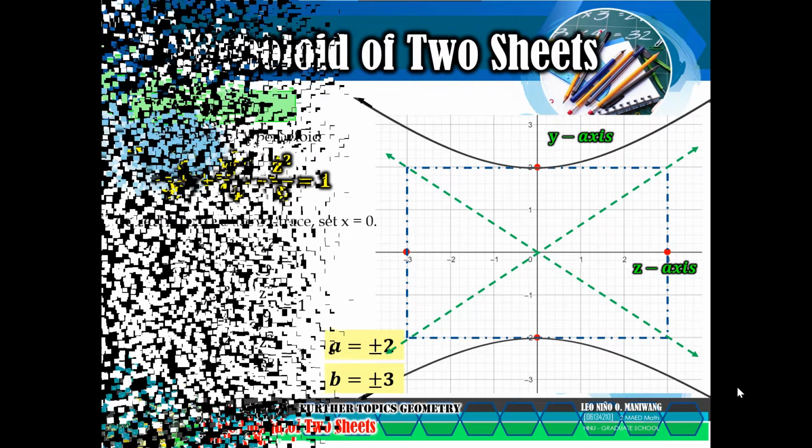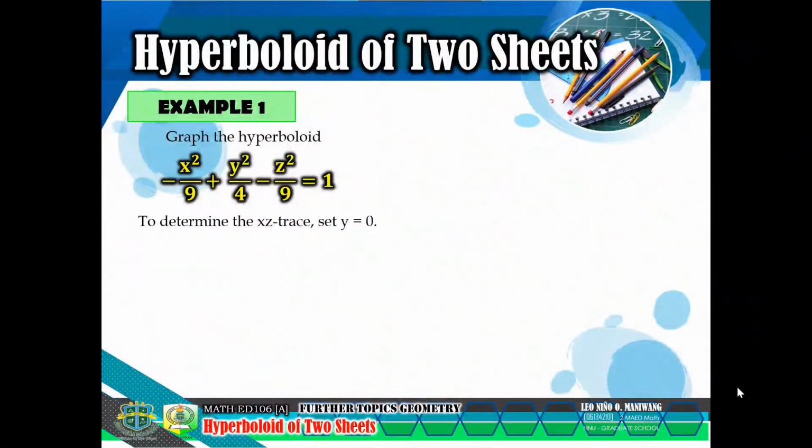This time around, let us have the xz trace. So we set y equal to 0. Now substituting, we have negative x squared over 9 plus 0 squared over 4 minus z squared over 9 is equal to 1. Then we simplify, and we have negative x squared over 9 minus z squared over 9 is equal to 1.